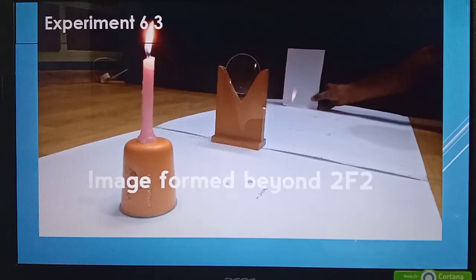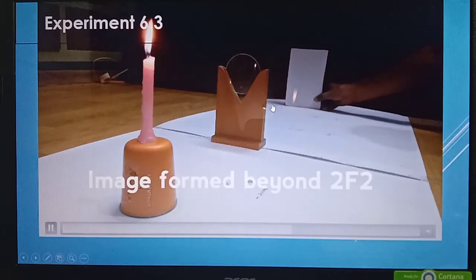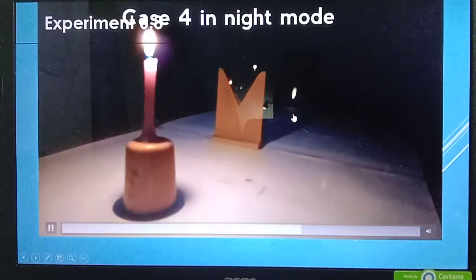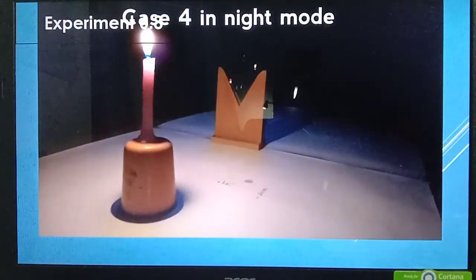So you can see here again, if you want to continue, you can search for the video on the internet for more information on this.